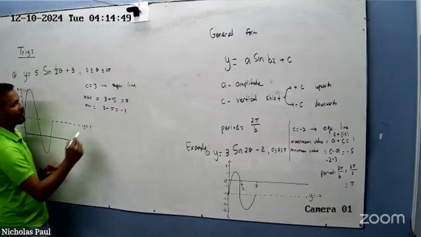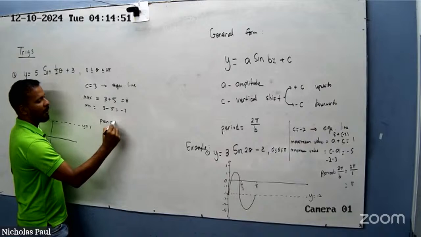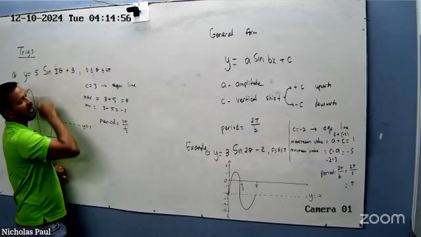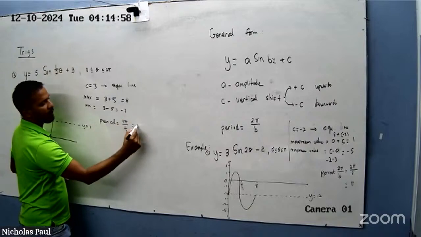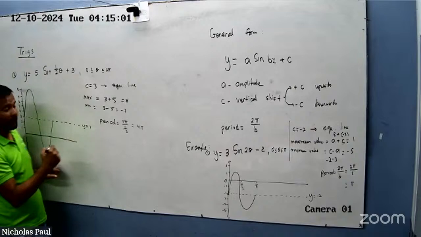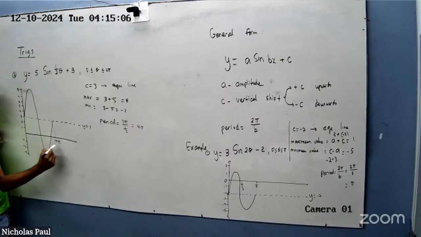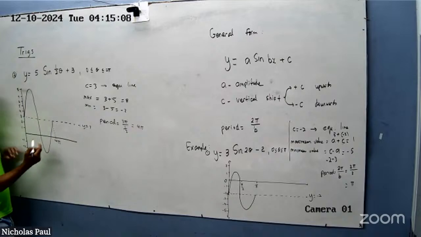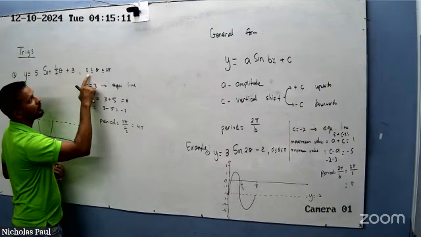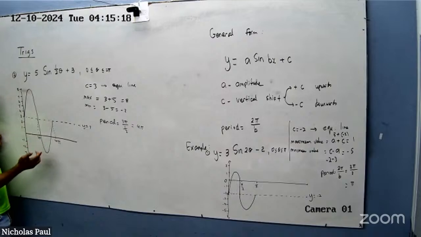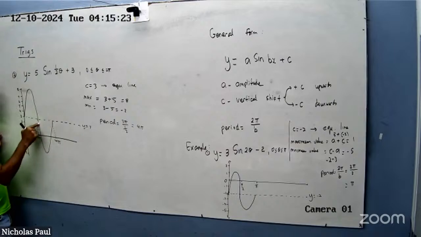Let's see. The period is equal to 2 pi over a half. P is a half, so flip it up: 4 pi. So this entire period took 4 pi. But the question said between 0 and 2 pi. So if here's 4 pi, here's 2 pi. The question said they only want the graph between 0 and 2 pi, so I don't want this part here. So I just had to rub it off.